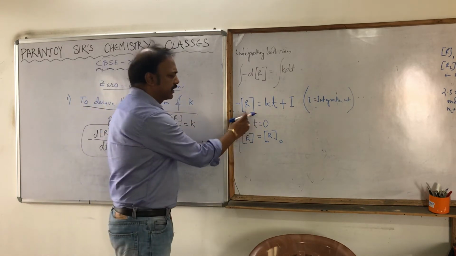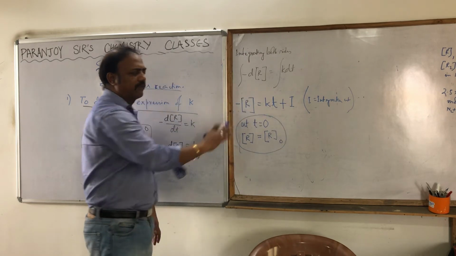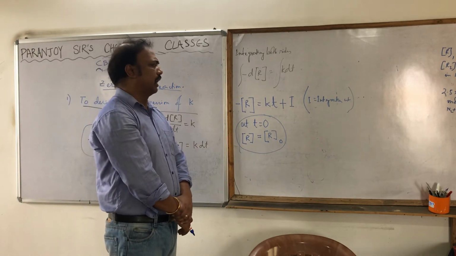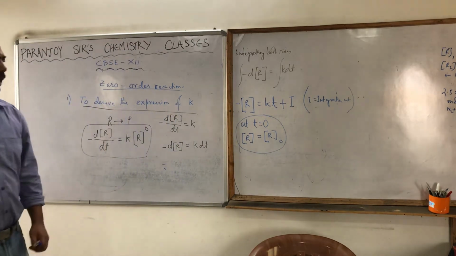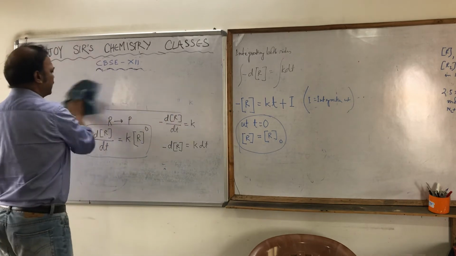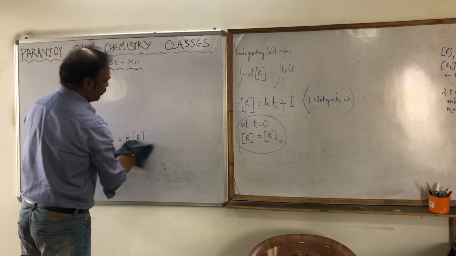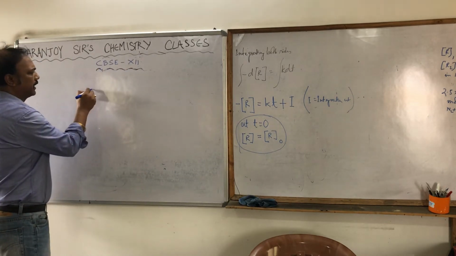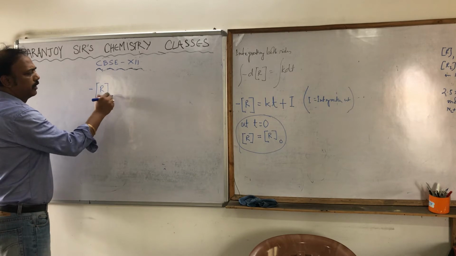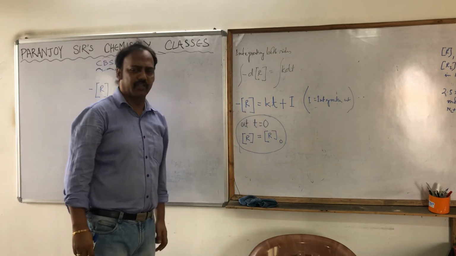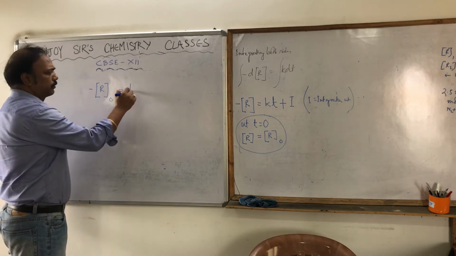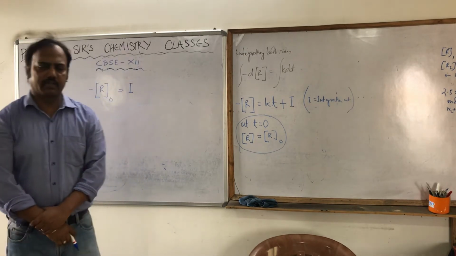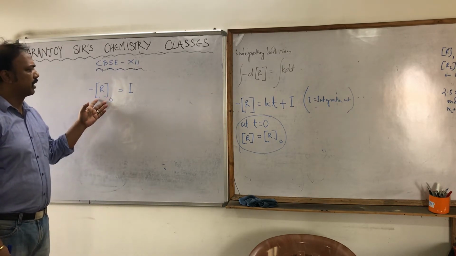We are just going to put this condition in the above equation. Write: putting this condition in the above equation, we get. We put t equal to 0 and R equal to R0. So we get minus R0 equal to k into 0, and k into 0 means 0, so that is equal to I. Our intention was to get the integration constant, and we got its value, which is minus R0.